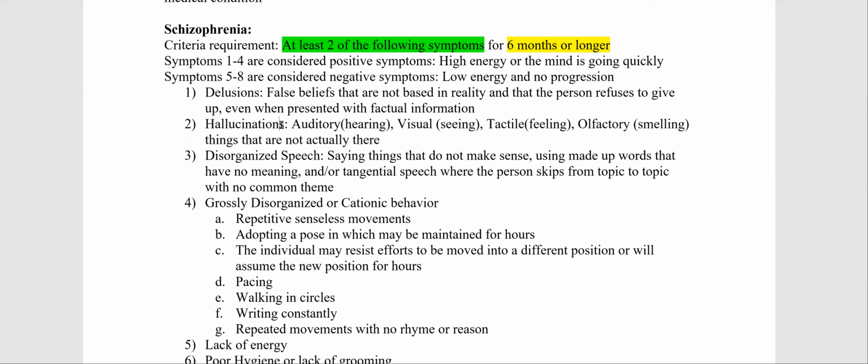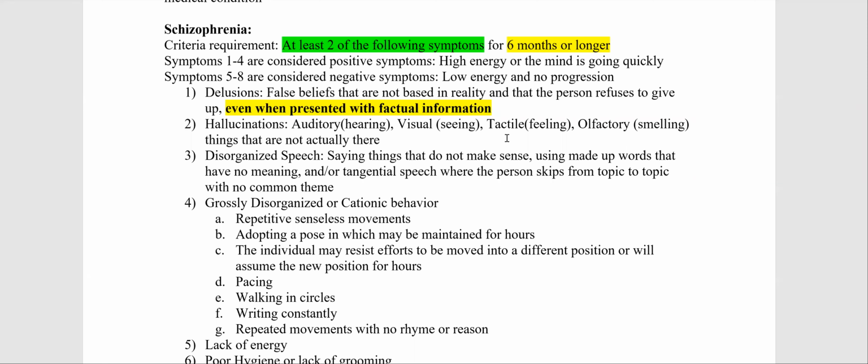So delusions, false beliefs that are not based in reality and that the person refuses to give up, even when presented with the factual information. Again, you could give them all the evidence that you have contrary to what they believe, and they're going to stay true and strong to what they know and what they believe. Hallucinations, auditory, visual, tactile, olfactory, of things that are not actually there. Auditory, hearing, visual, seeing. Tactile is where you're feeling. Olfactory is where you're smelling. Things are not actually there.